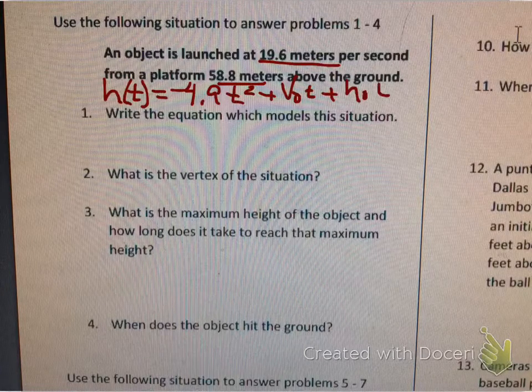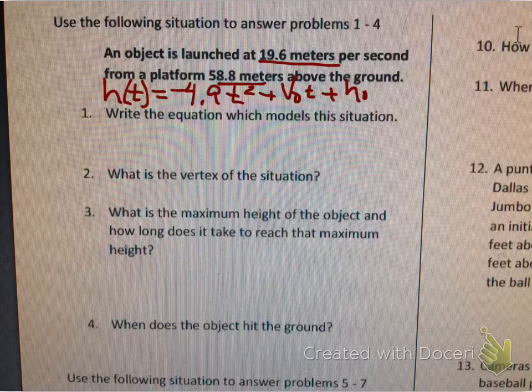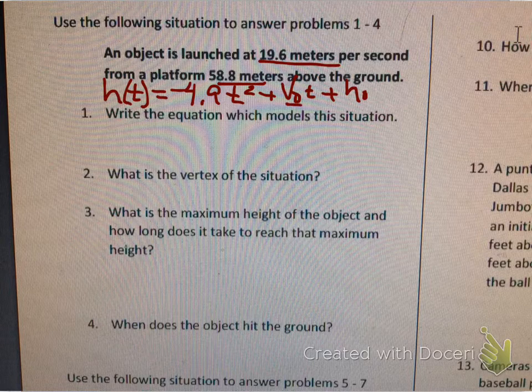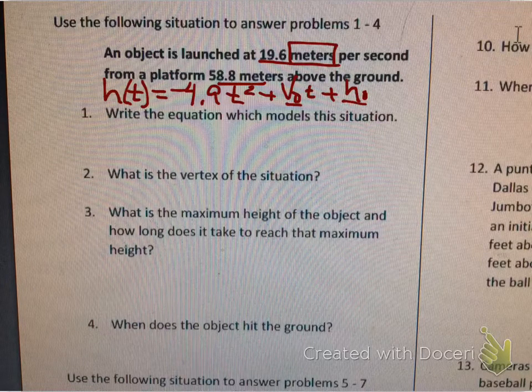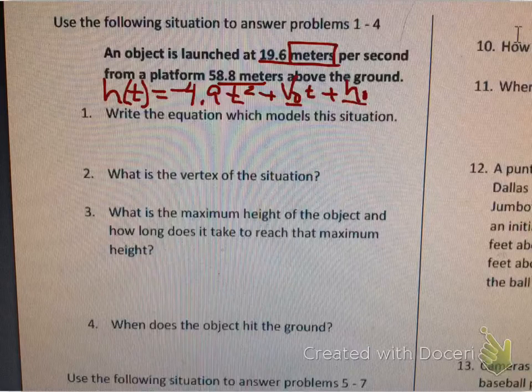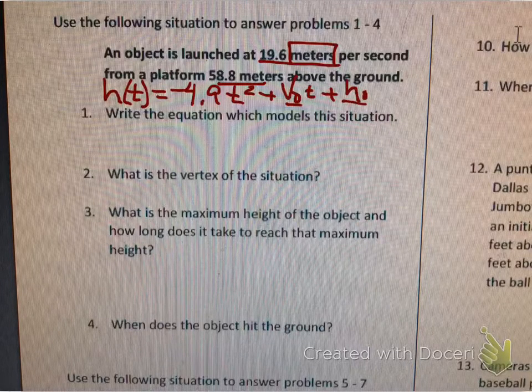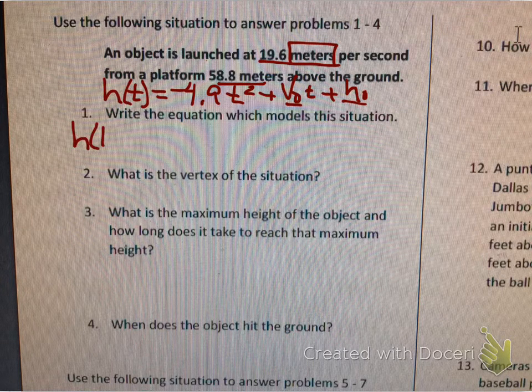h-naught. Now, wait, sorry, just h-naught. Why did I put t? Oh, goodness gracious. Anyways, you're putting numbers into v-naught and h-naught. And we're using the negative 4.9 because we're talking about meters. Basically, the only difference between this one and the other one is that the other one says negative 16, based on the idea that it's in feet. So write an equation which models the situation.